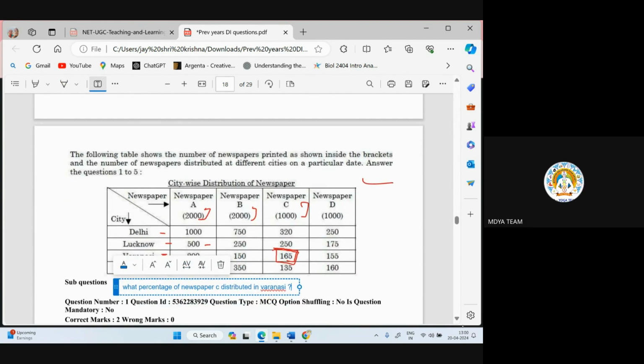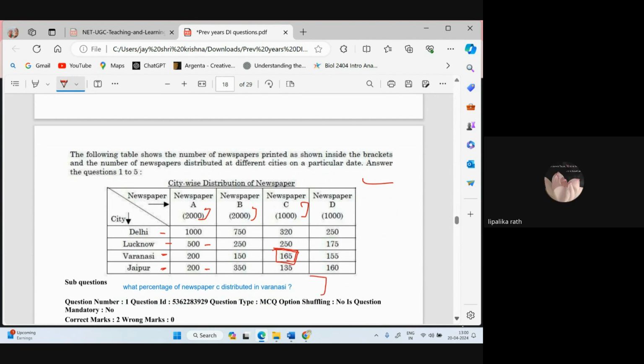Very good. 165 will be your part, the newspaper distributed in Varanasi, upon the total number of newspaper C, 1000, multiplied by 100. Very good. Everybody understood this?